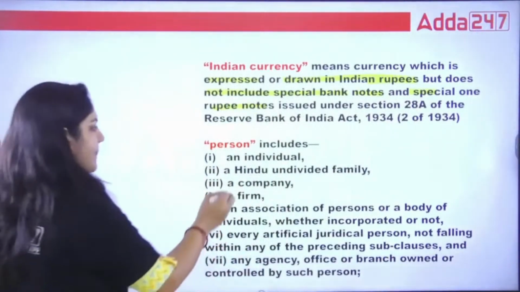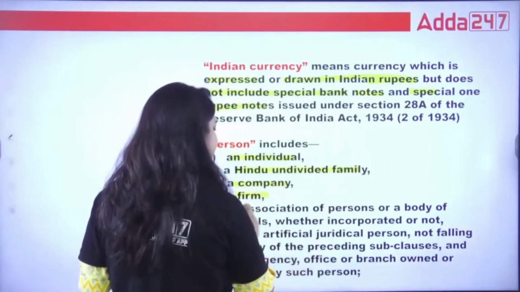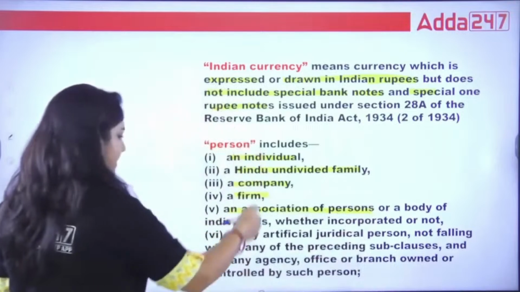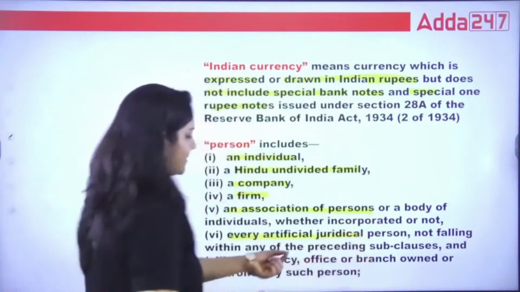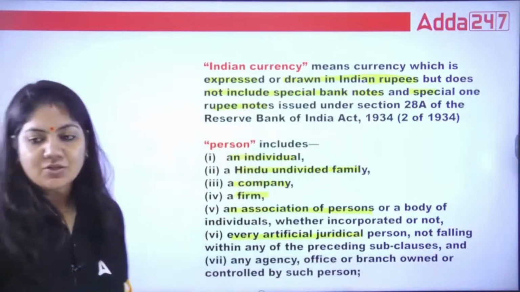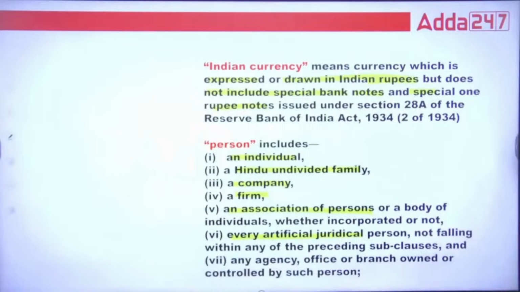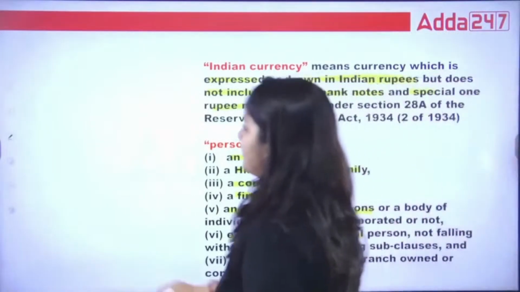Person means individual, Hindu undivided family, company, firm, association of persons, or every artificial juridical person that belongs to a company. So these are included in the definition of person. That is important. Person.